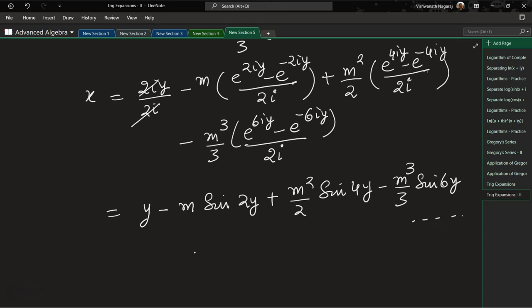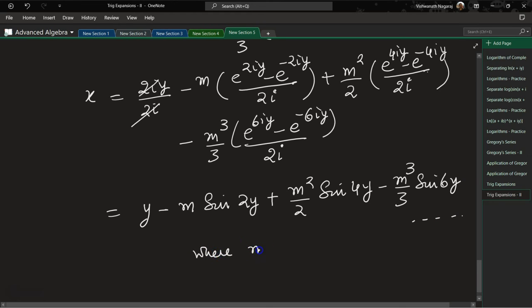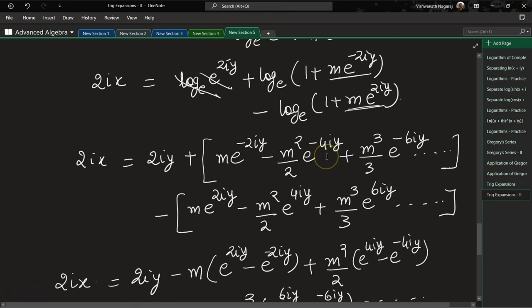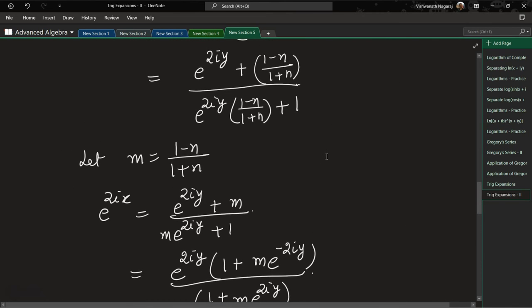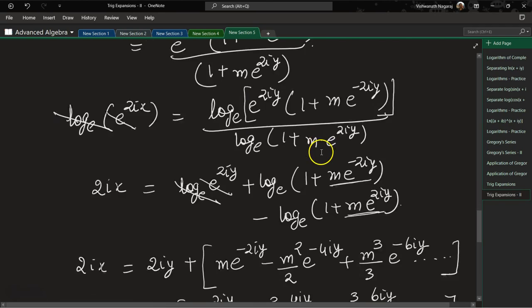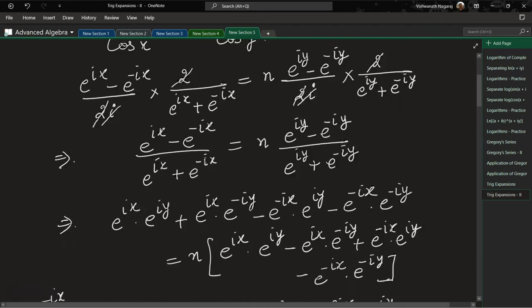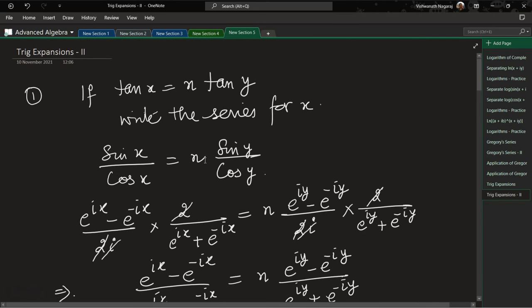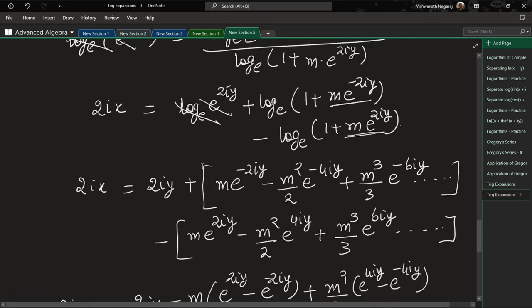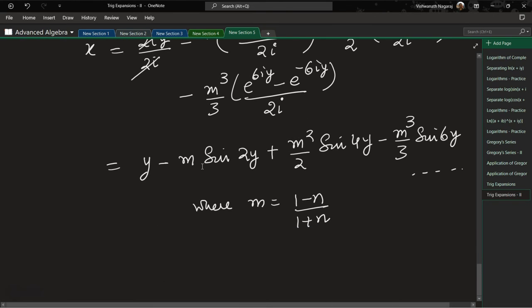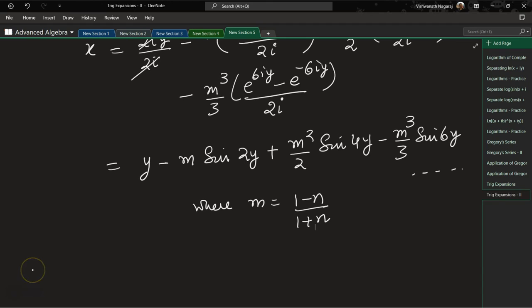And remember, where m is equal to 1 minus n by 1 plus n, right? Remember, here we did that. So we have written the series for x using the given expression tan x equal to n tan y. Okay, now let's do the second one.